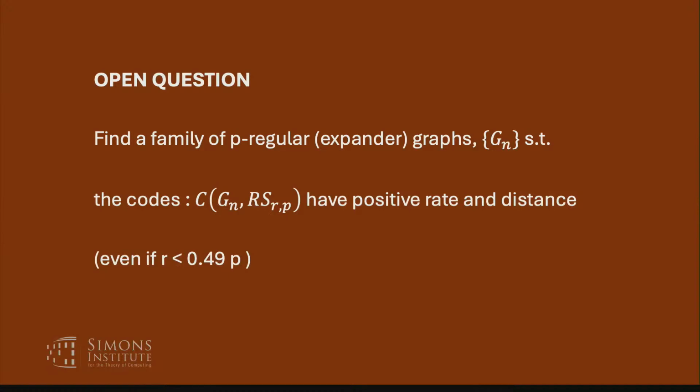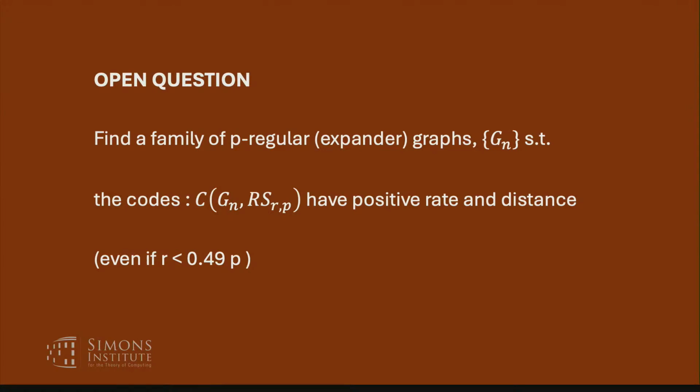Now, if r is above p over 2, we already know that this has positive rate. So I'm interested in r being below p over 2. Even if it's 0.49 times p, we'll already get a multiplication code, right? Because the product of two polynomials of this degree is a polynomial of degree seriously less than p, like 0.98p. So that would be great.